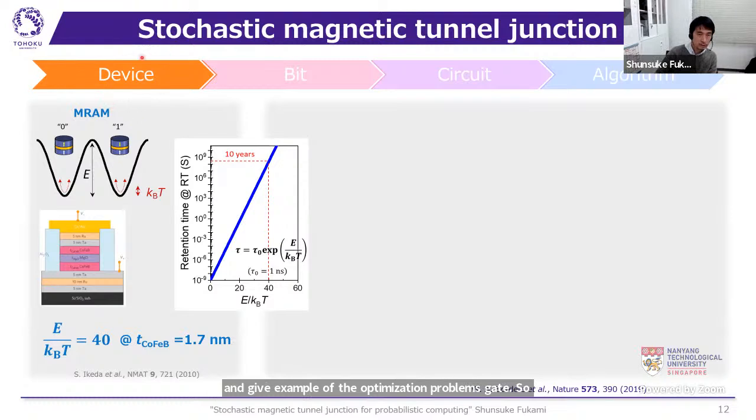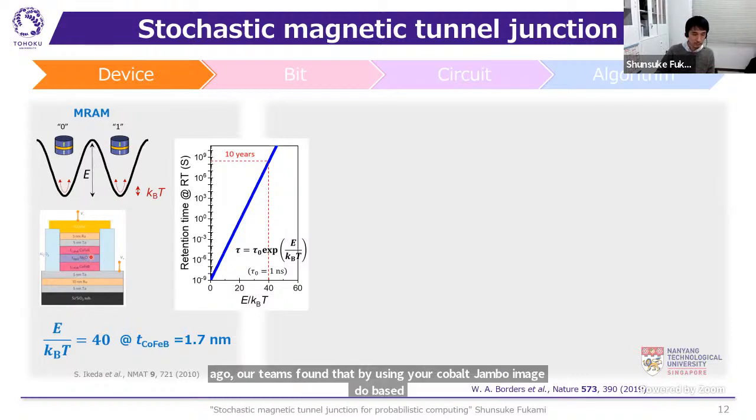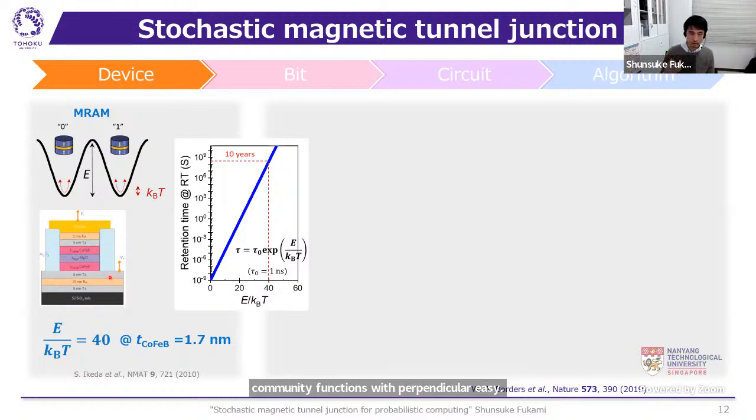First I will talk about the device technologies to realize the stochastic bit. As I mentioned at the beginning, magnetic tunnel junctions can realize non-volatile magnetoresistive random access memory technologies. About 10 years ago, our team found that by using cobalt iron boron MgO-based magnetic tunnel junctions with a perpendicular easy axis, you can simultaneously achieve reasonably favorable properties: reasonably low switching current, reasonably high TMR ratio, and reasonably high thermal stability factor, or retention properties, with a cobalt iron boron thickness of 1.7 nanometers.